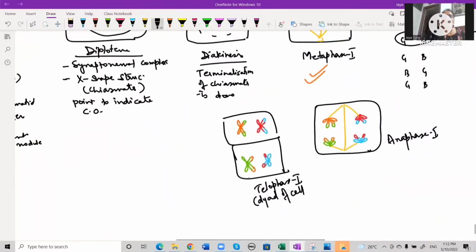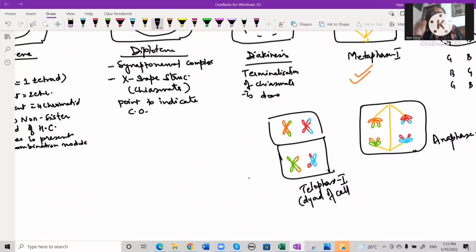Now it will go for a short phase, known as interkinesis. Why is it going for interkinesis? Because this cell got only 1 centrosome, and this cell also got only 1 centrosome. They want time to prepare the second centrosome. So RNA formation and protein formation will be done. No DNA replication, please. Interkinesis is a phase in which only RNA and protein synthesis will be done. DNA replication will not be done.